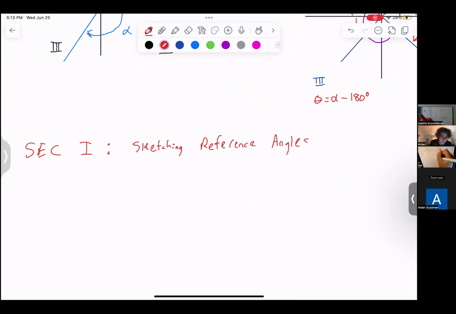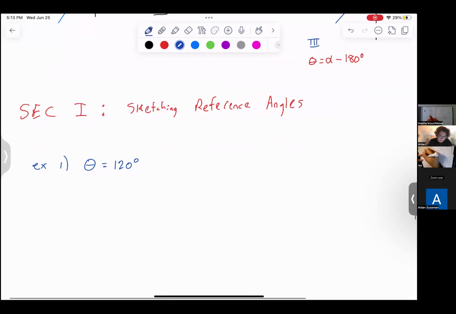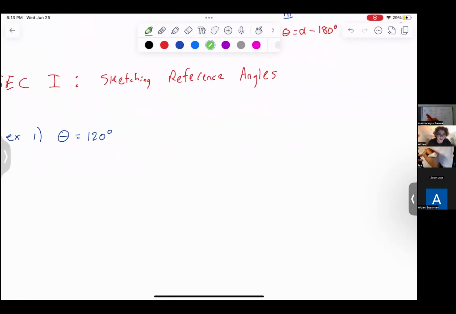And let's go through this first example together. So for example 1, I want to sketch 120 degrees. And here are going to be these steps. The very first thing we're going to do, or actually, let's call this the pre-step, because this step only applies if you're given radians. You're going to convert from radians to degrees. If you're already in degrees, you're good.